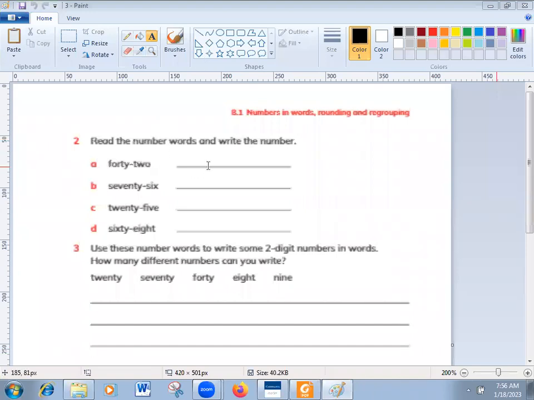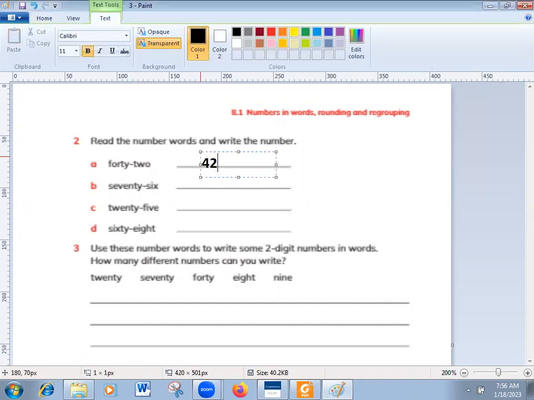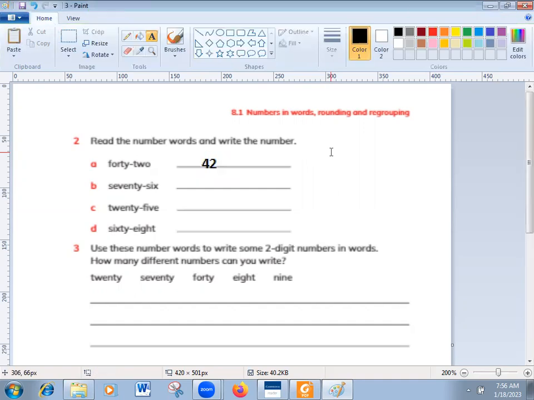Read the number words and write the numbers. So in this question, they have given us numbers in words. We have to write them in numbers. So the page number is 119. Question number 2. First part, part A, is 42. So what we have to do is write it in numbers. 42. Easy, right?